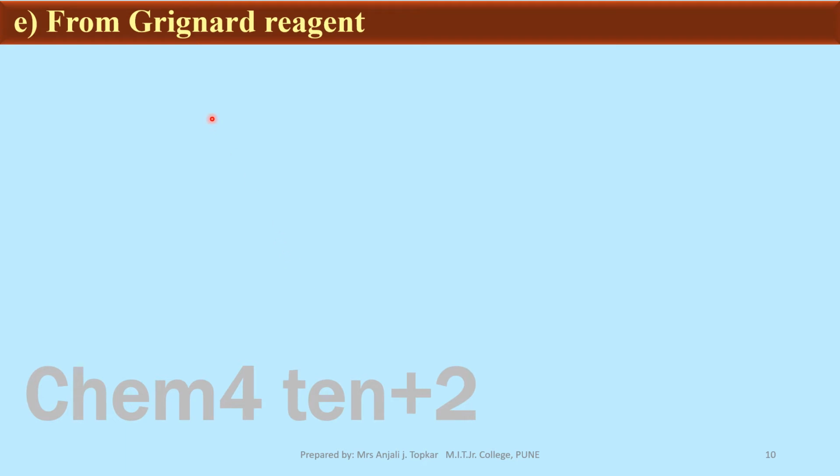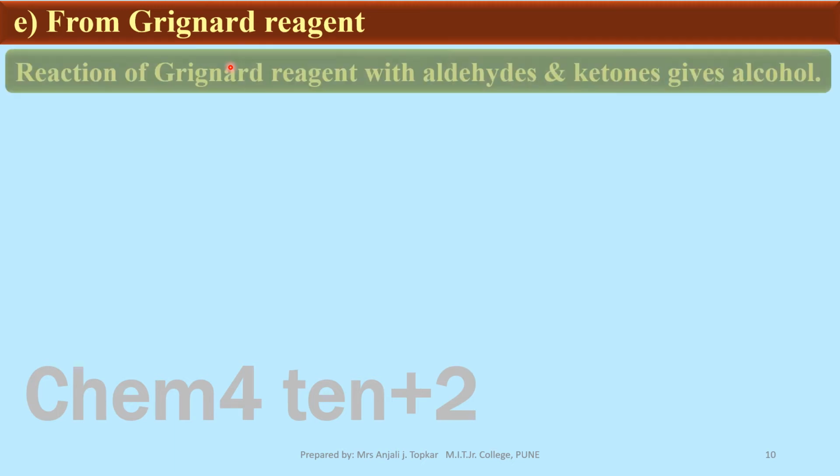Let's see preparation of alcohols from Grignard reagent. As we all know, Grignard reagent is an organometallic compound. The formula is RMgX. Reaction of Grignard reagent with aldehydes and ketones gives alcohols. All the three types of alcohols, that is primary, secondary and tertiary, can be obtained by using Grignard reagent.